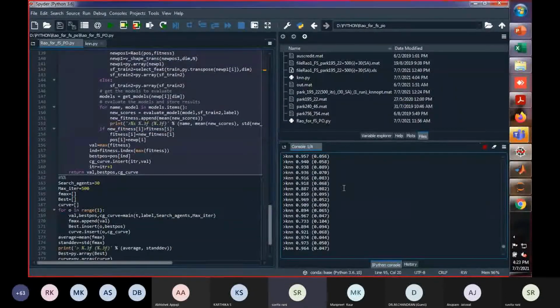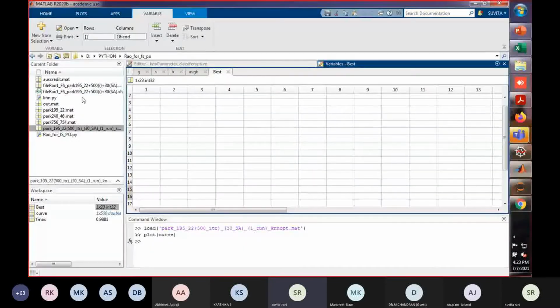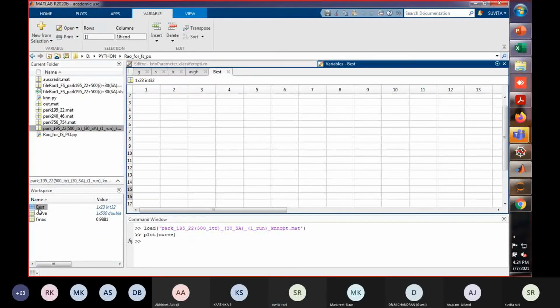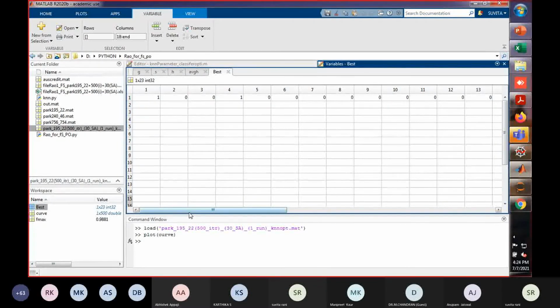It takes some time if we want to see the values. Here, this one is a file I already computed, for 500 iterations, 30 search agents and 1 rerun. The maximum value obtained is 98.81, 0.9881, and the best position. Okay, these are the first column, the fourth, and so on. The columns which have the 1 values are the selected features.